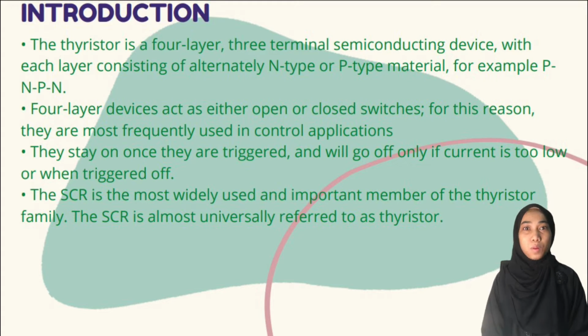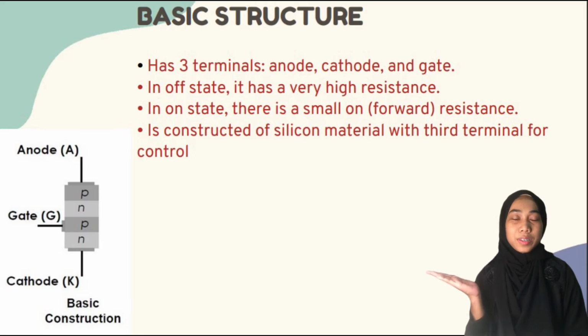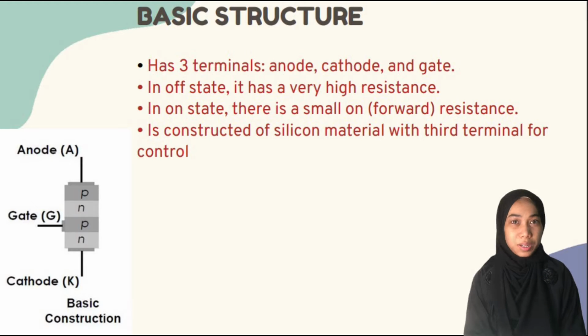The SCR is the most widely used and important member of the Thyristor family. The SCR is almost universally referred to as Thyristor. As you can see from this figure, it has 3 terminals, which are anode, cathode and gate. In off state, it has a very high resistance, and when in on state, there is a small on resistance. It is constructed from silicon material with 3 terminals for control.